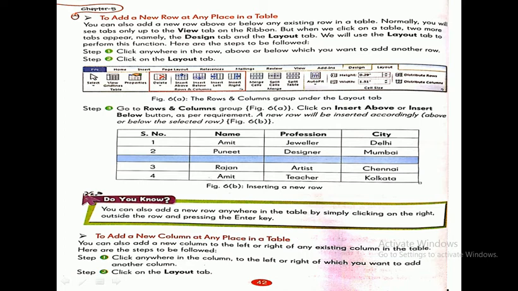Then after that, as in figure number 6a, the Rows and Columns group under the Layout tab. Click on Insert Above or Insert Below.